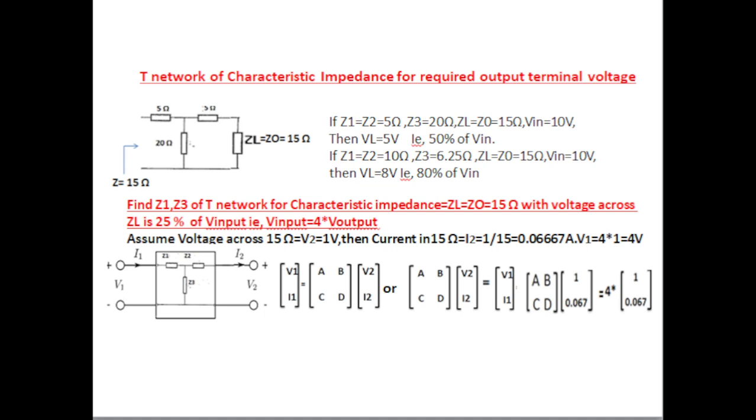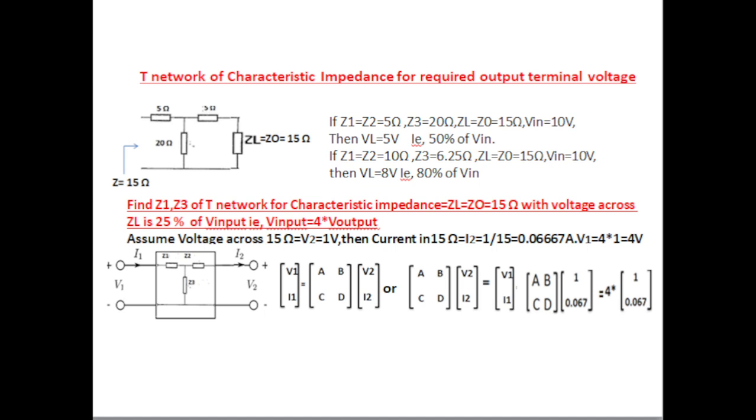If Z1 equal to Z2 equal to 10 ohms, Z3 equal to 6.25 ohms, ZL equal to Z0 equal to 15 ohms, that is the output impedance, and V input equal to 10 volt, then VL equal to 8 volt. That is 80% of V input. Depending upon the components, the output voltage across the load will vary.